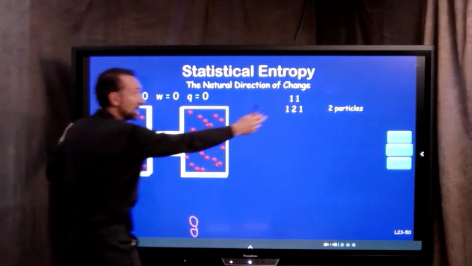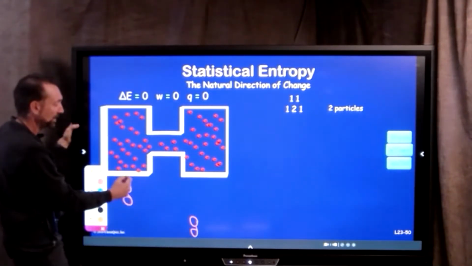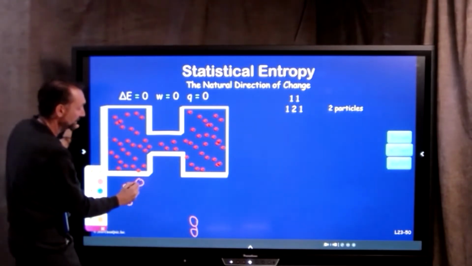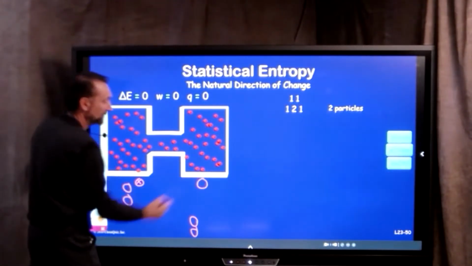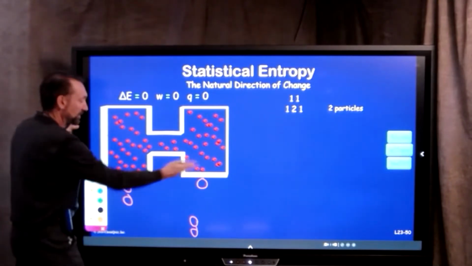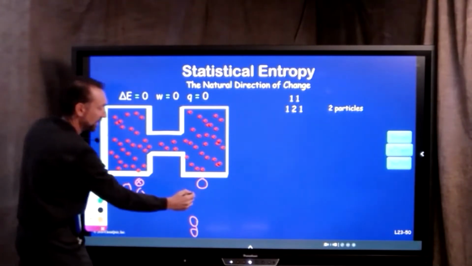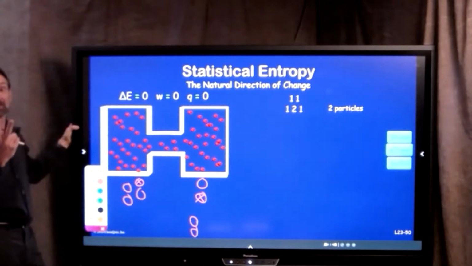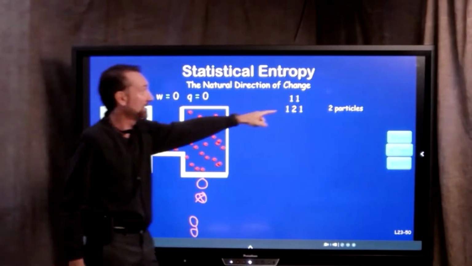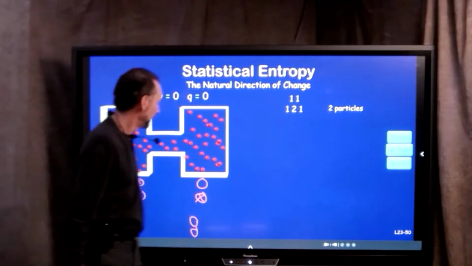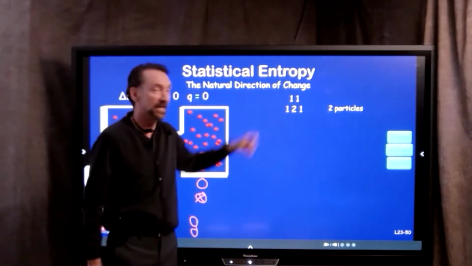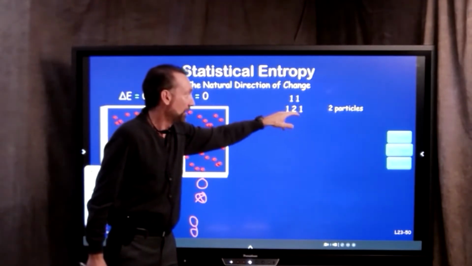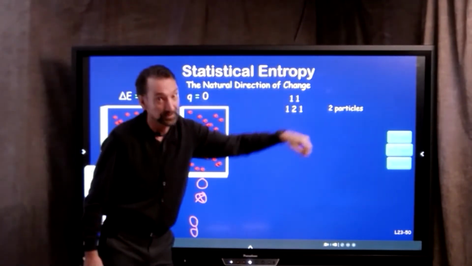But what about 1 on each side? Well, 1 on each side, there's 2 ways to achieve that. You could have this guy on one side and this guy on the other side, or they could be switched. You could have this guy on this side and that guy on the other side. 2 ways to do that. So that's what this represents. 1 way to do both on one side, 2 ways to do 1 on each side, and this is just the other 1 way to do them on the other side.